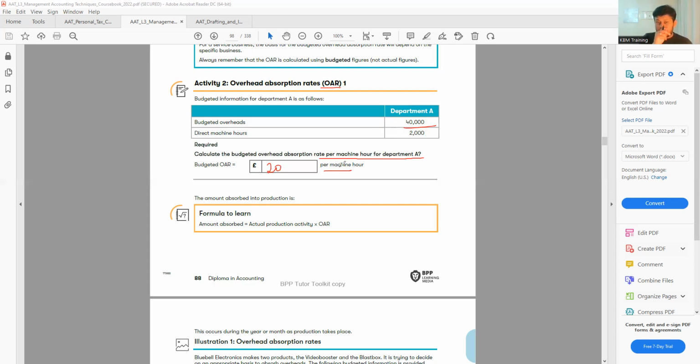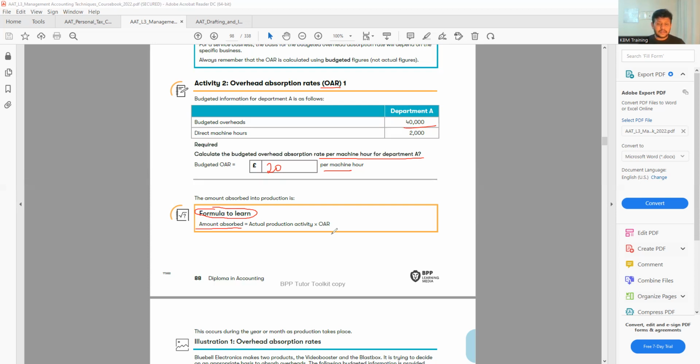Okay, now the next one is very important. If you have a pen and paper, you can write this down, the formula to learn. Every time you see this, formula to learn, that means we have to remember this formula. Remember that it will not be given in the exam. So how do we find the amount absorbed? How much is the overhead absorbed? It is actual production activity times OAR.